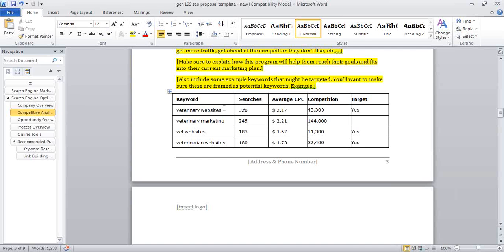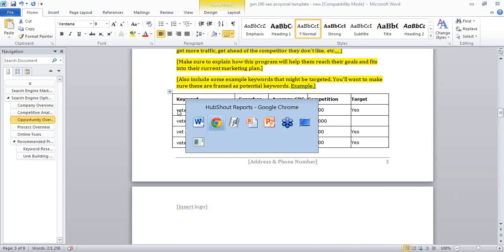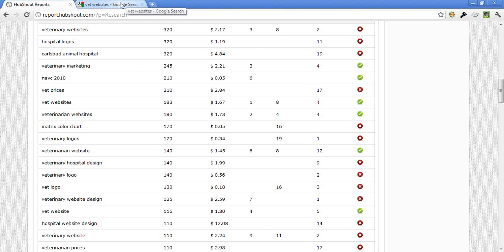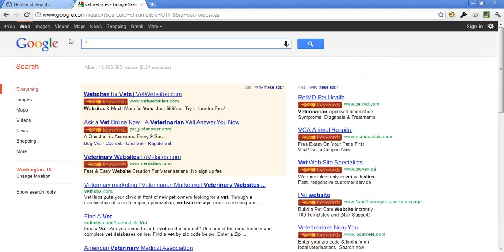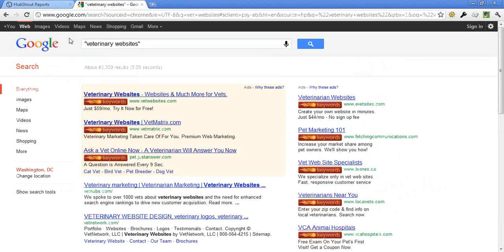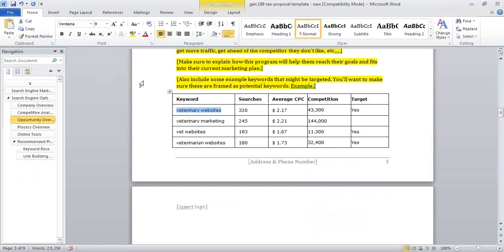I took those keywords, like veterinary websites, and put them in quotes. So let's just take this and walk over. I search for veterinary websites in quotes and find that there are 43,000 results where that exact phrase is on a page in Google. So I take that and plug that in as competition.